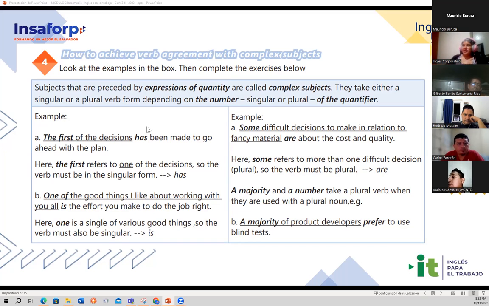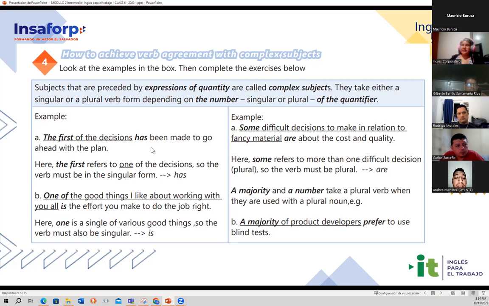For example, we have here, the first of the decisions, okay, we are speaking about the first here, okay? We're talking about just one, okay? The first of the decisions has been made to go ahead with the plan. So why we have has and we don't have have? Because it's third person. Very good. That is why we have has. This is verb agreement, okay?